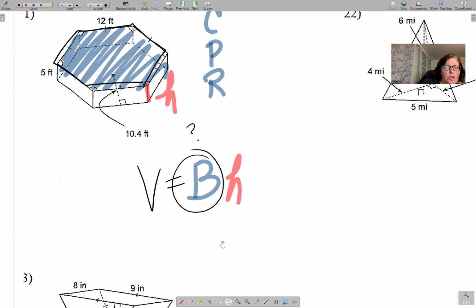In this case, the shape of the base is a regular polygon. So our base, capital B, is perimeter times apothem over 2.